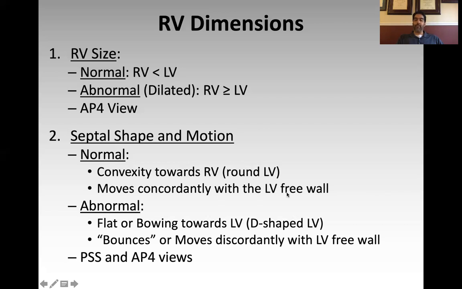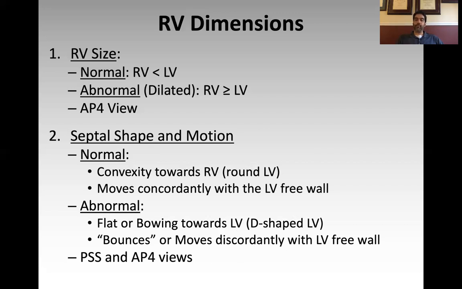And when the septum moves, you want it to be moving concordantly with the rest of the LV, such that the septum belongs to the LV. So when the LV is in systole, the septum is moving down into the LV. When the LV is in diastole, you want the septum to be moving out. Okay. Abnormal septal shape is when it's flat or actually bowing into the LV, creating a D shape of the LV. Abnormal motion is when the septum is either bouncing or is completely moving discordantly with the LV free wall.